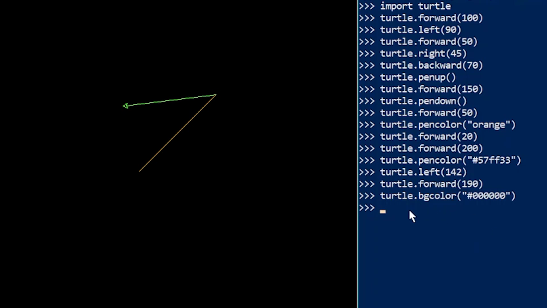We can also change the shape of the pen itself. This doesn't actually affect the drawing at all, but for personal preference, there's a few predefined shapes we can use instead of an arrow. So I can say, for example, turtle.shape, and then the word turtle.